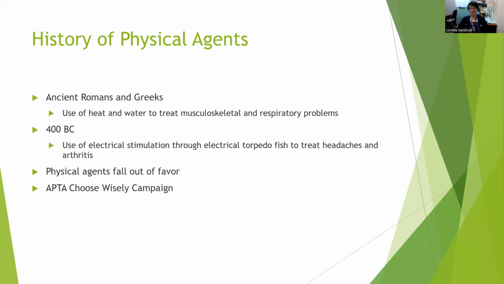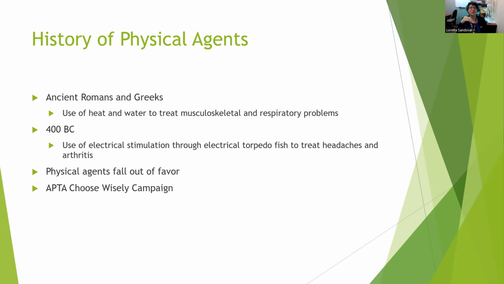So physical agents have sort of been around for a long time. In the Western world, the ancient Romans and Greeks were kind of the first people who documented medical treatments. Before that, and also a long time after that, medical treatment was largely practiced in the home in the form of folk medicine. And there's nothing wrong with folk medicine, but when we're trying to get into evidence-based treatments, we want to document what we do and how it works on the patient. So the ancient Romans and Greeks used heat and water to treat musculoskeletal and respiratory problems. In 400 BC, there's a documentation of using electrical stim from an electric torpedo fish to treat headaches and arthritis, which I think is pretty interesting.